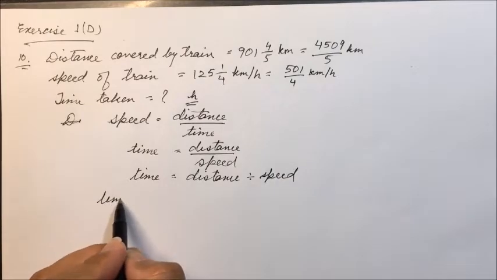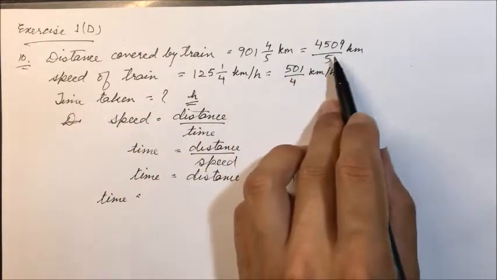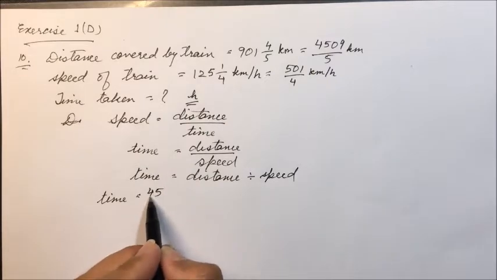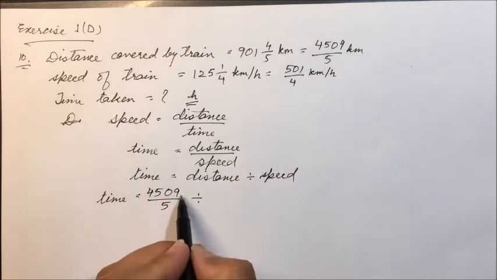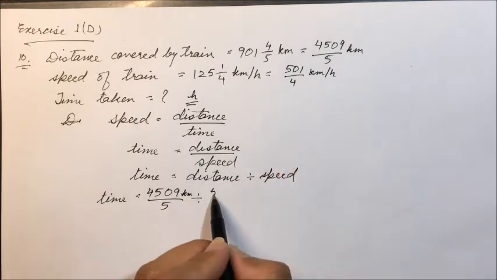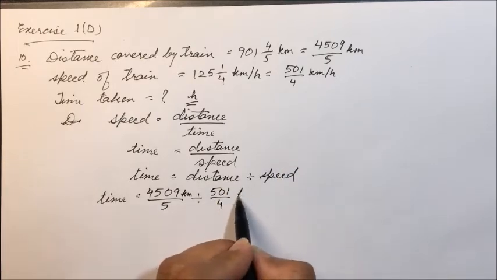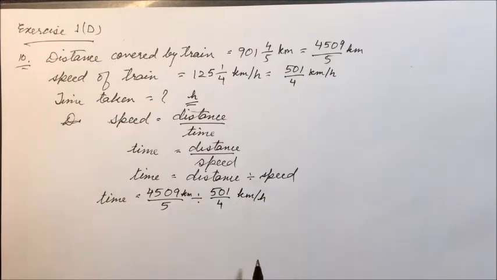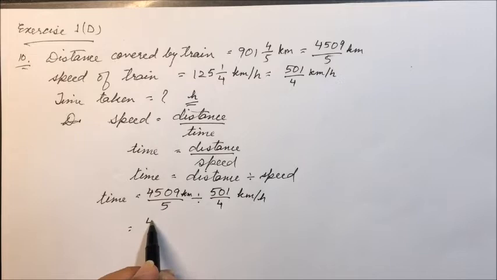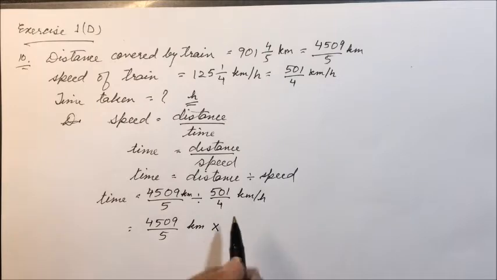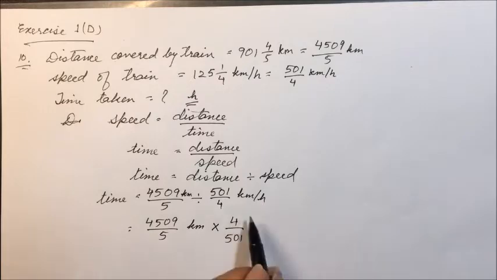So time equal to distance, which is 4509 divided by 5 kilometer, divided by 501 upon 4 kilometer per hour. Now multiplication is the inverse of division. So 4509 upon 5 kilometer into, we will take the reciprocal, 4 upon 501. Kilometer per hour will become hour upon kilometer.